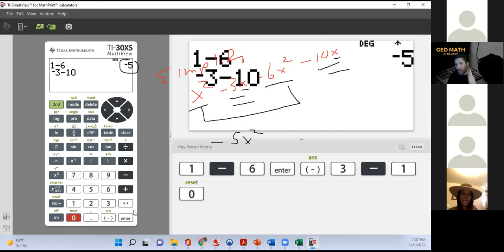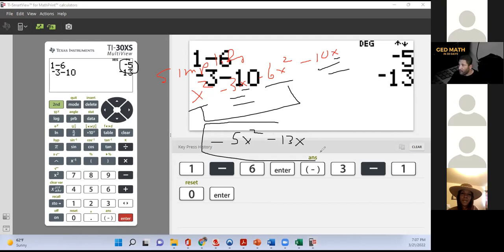But if you don't know that, I give you this knowledge in the ebook. So I hit enter. Now I get minus 13. So now I know minus 13, and I'm gonna keep my variable x. So to simplify it, minus 5x squared minus 13x.